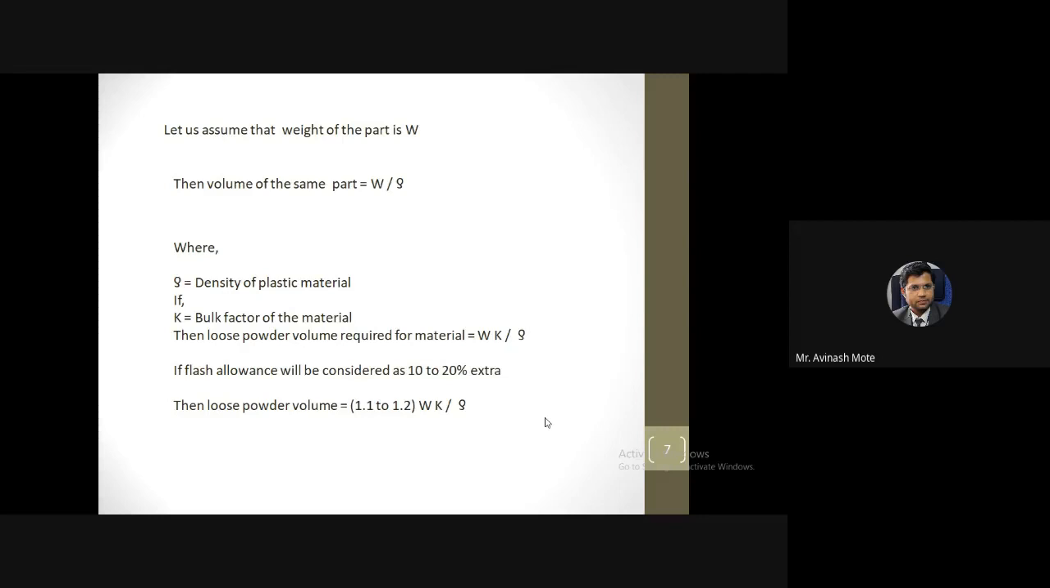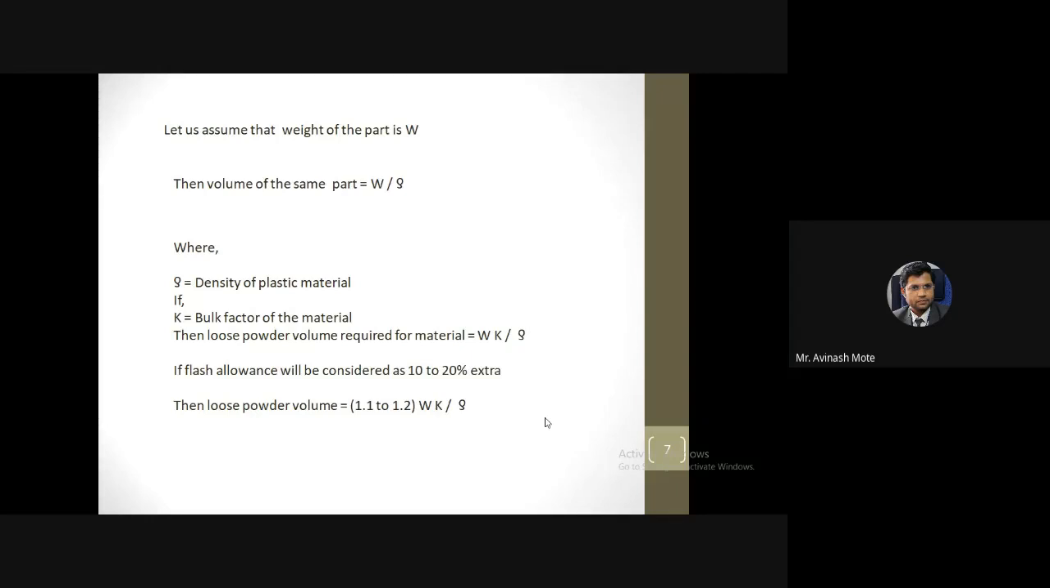So to compensate for that, extra material is required, but we cannot go for lesser material, because lesser material will lead to improper production of the component. We will not get the exact size of the component. If there is extra raw material, it will come out in the form of flash, which we can remove easily. But if there is lesser material, the component will not be a proper one. So at least 10 to 20% extra material is added along with the raw material.